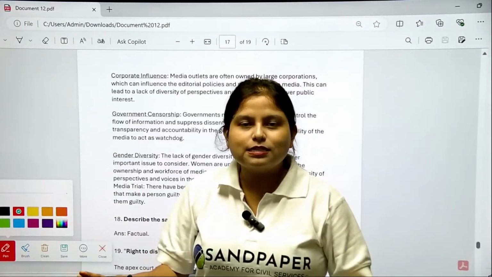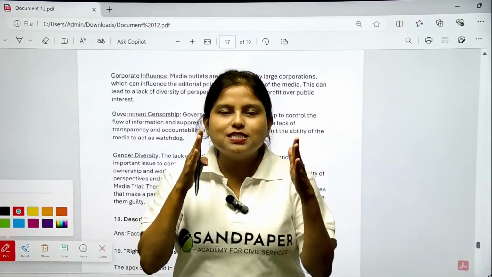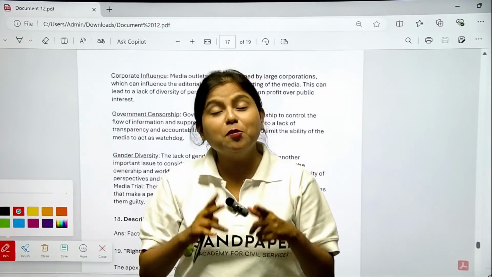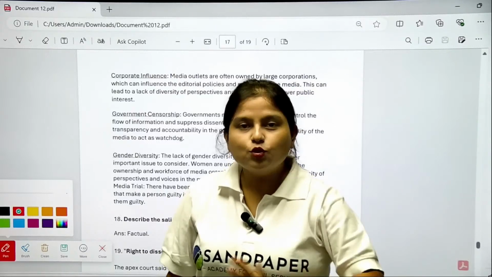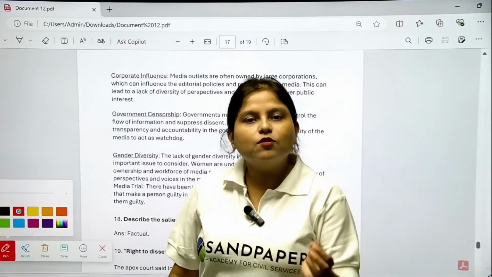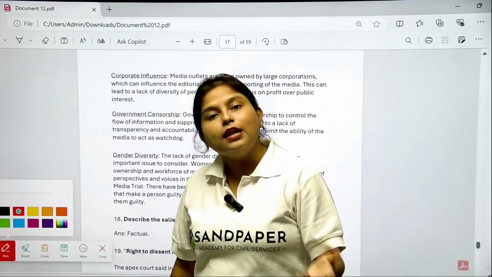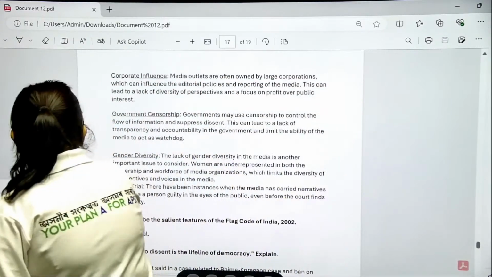Media is not acting as a fourth pillar of democracy. And that is how Mark Twain is right, that if you read the media, then you will be misinformed. I hope you have written both aspects. If you write only one aspect, your answer will not be complete. So you will have to write what the ideal role was, and how the ideal role is not getting followed. Okay? Let's move ahead.